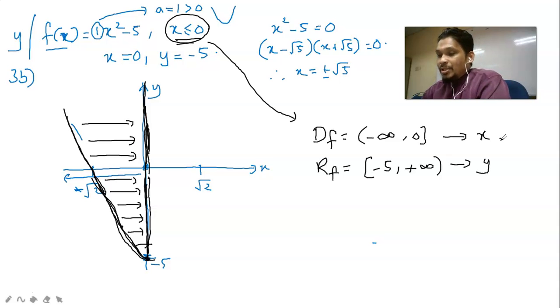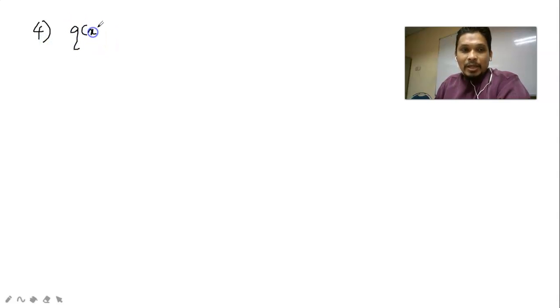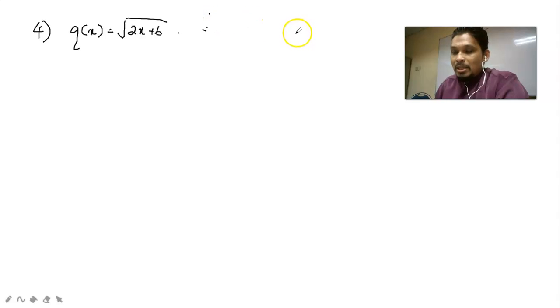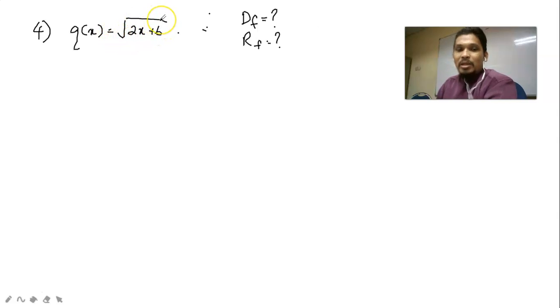Let me choose one of the questions from question number 4. The function Q(x) equal to the square root of 2x plus 6. Do you find any values of x stated here? Nope. The question says determine the domain and range of the following function. So find the domain and also the range of the function without telling us the value of x, meaning that we need to clarify the domain first.